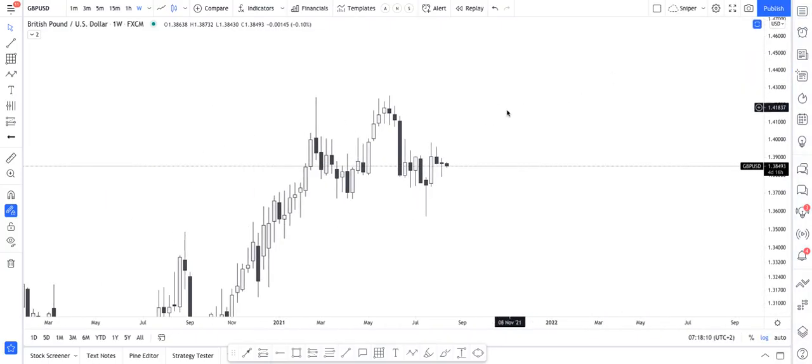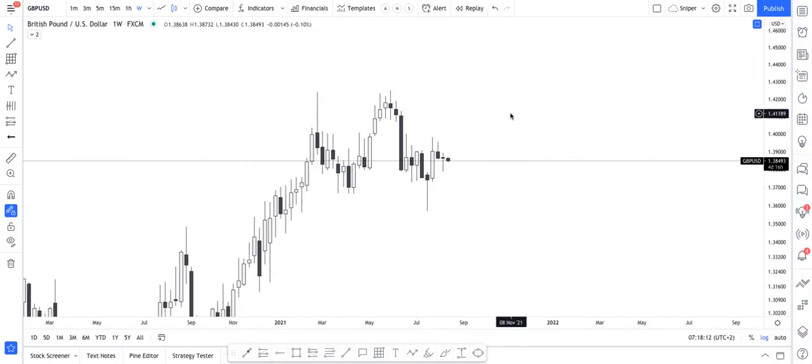Okay, so we're on the weekly. On the weekly, we just need to identify point A and point B. Where did we react from? Where are we going? So where was point A? Did we maybe react from somewhere? And where is point B?